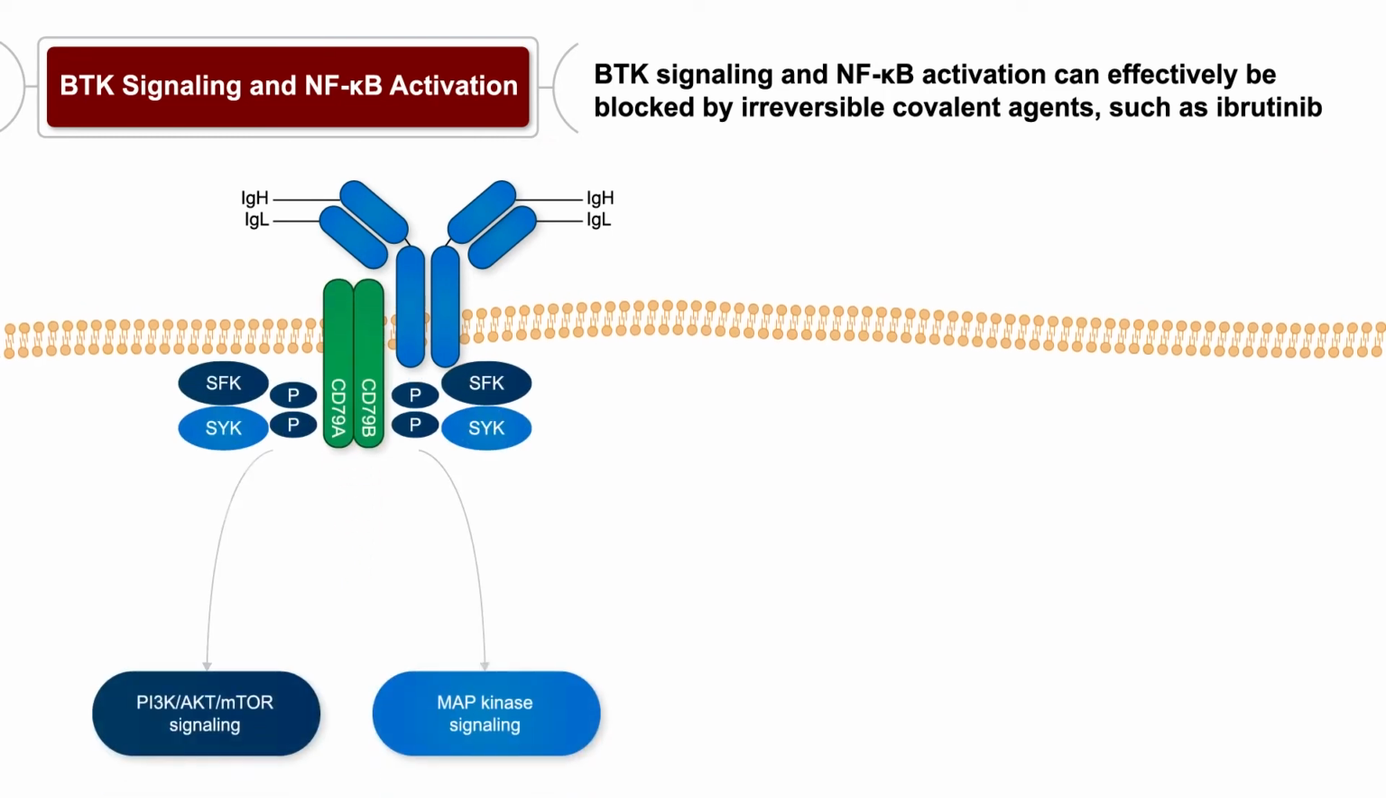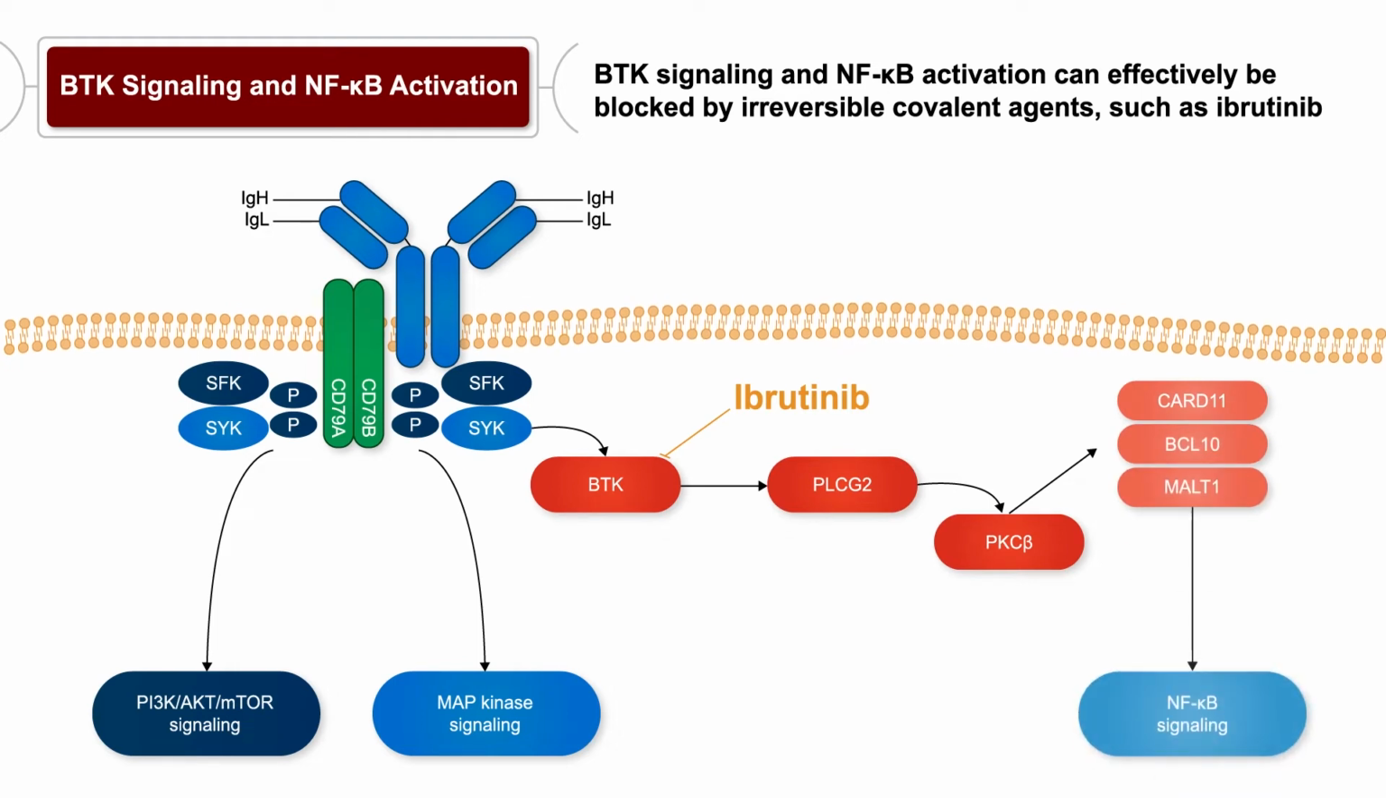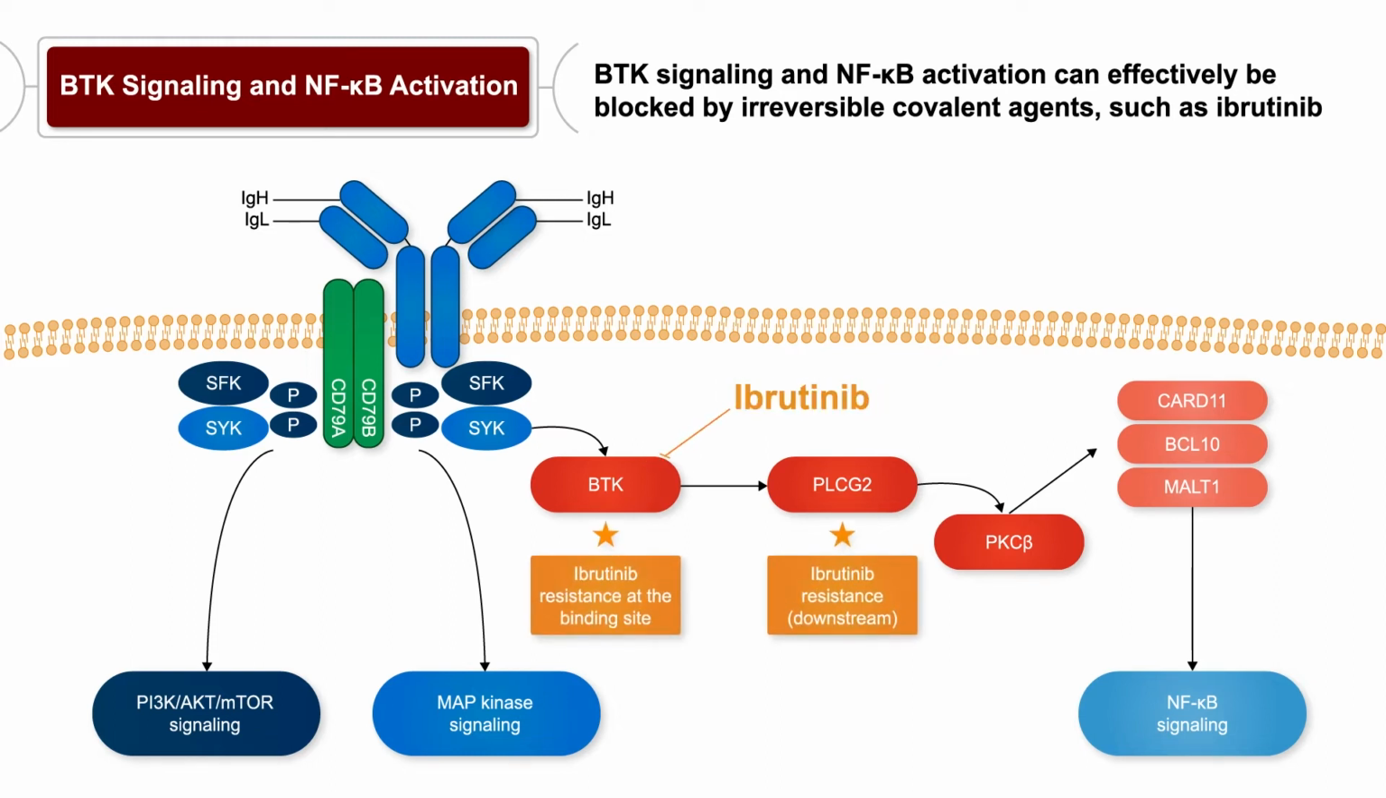So how drugs like ibrutinib and other covalent irreversible BTK inhibitors work is by binding the BTK site in an irreversible fashion and inhibiting the BTK activation. So BTK signaling and NF-kappa beta activation can be effectively blocked by irreversible covalent BTK inhibitors such as ibrutinib. Now, these drugs are very effective in this mechanism, but we'll see in upcoming slides how resistance can occur both at the BTK binding site or downstream with mutations in molecules such as PLCG2.